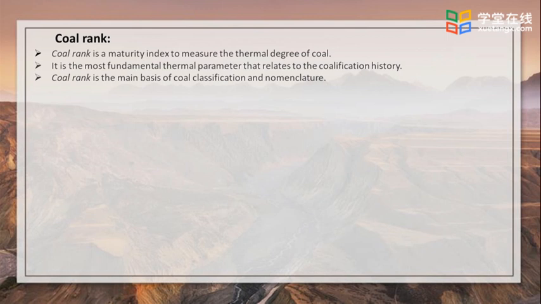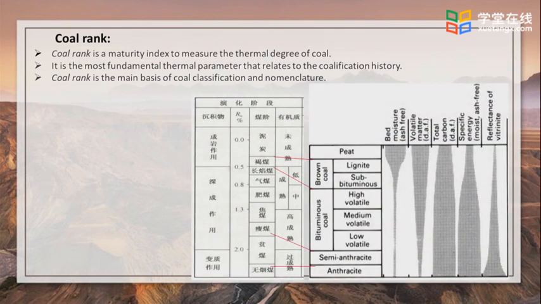Coal rank is the thermal parameter of coal geology that measures the thermal maturity of the coal. Here in these tables, we can see that the coal rank is divided into different degrees from lower to higher, correlated with vitrinite reflectance.